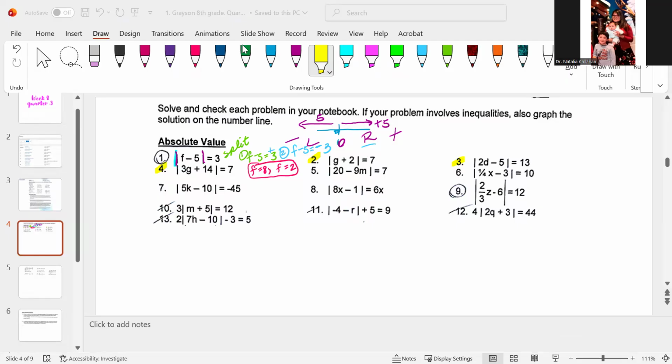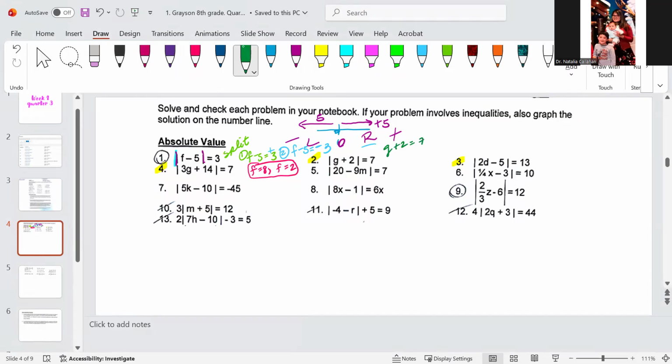So like number 2, you should have g plus 2 equals positive 7, and g plus 2 equals negative 7. So the first answer is g equals 7 minus 2, which is 5. Negative 7 minus 2 is g equals negative 9. Okay.